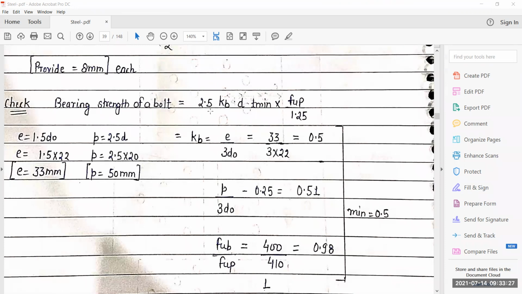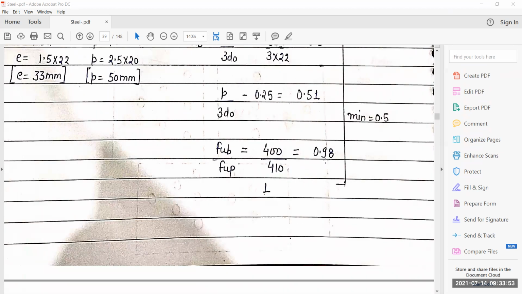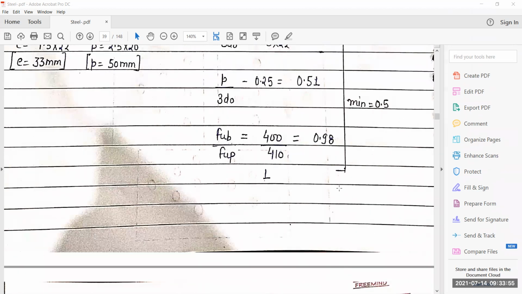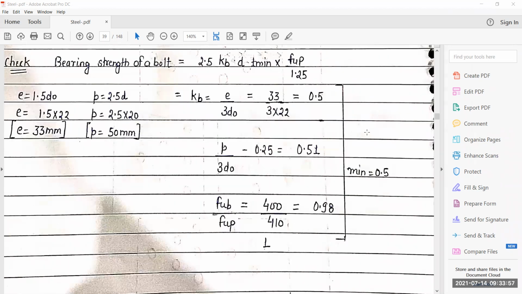Okay, then the bearing strength of the bolt is 2.5 kb into d into t minimum. t minimum is of the cover plate and fup upon 1.25. The kb equal to e upon 3 d naught, equal to 33 upon 3 into 22, equal to 0.5. The p upon 3 d naught minus 0.25, equal to 0.51. Okay, and fub upon fup equal to 12 upon 10, equal to 0.9. The minimum value equal to 0.5.